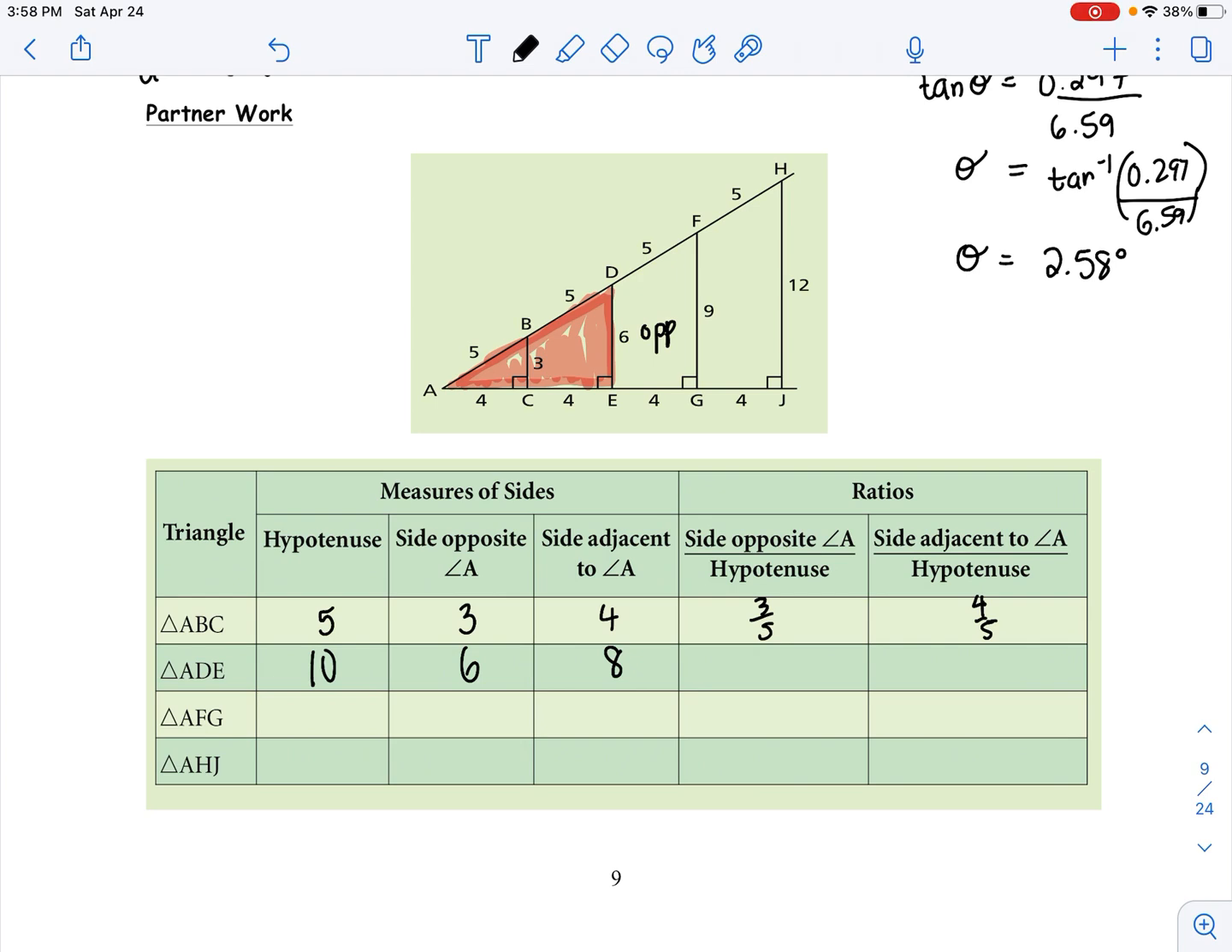So that means your opposite side over your hypotenuse is 6 over 10, which simplifies to 3 over 5. Do you guys see how the ratio is the same? So 3 over 5, and then 8 over 10 simplifies to 4 out of 5. So as you can see, it's the same answer as above for your ratios. Now let's look at the next one.